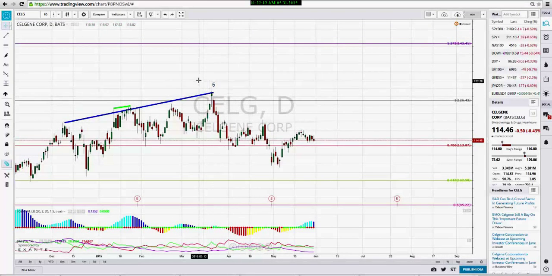Okay, so now this looks like a three-wave A wave. Now A waves can be three waves or five waves, B waves are three waves, and C waves are always five waves down. So this looks like we're going to have an A, a B, and a C, giving you a W wave, or you can call it an A wave just to make it easy, but the W wave is nothing more than an A, a B, and a C. Okay, so that's how that works.